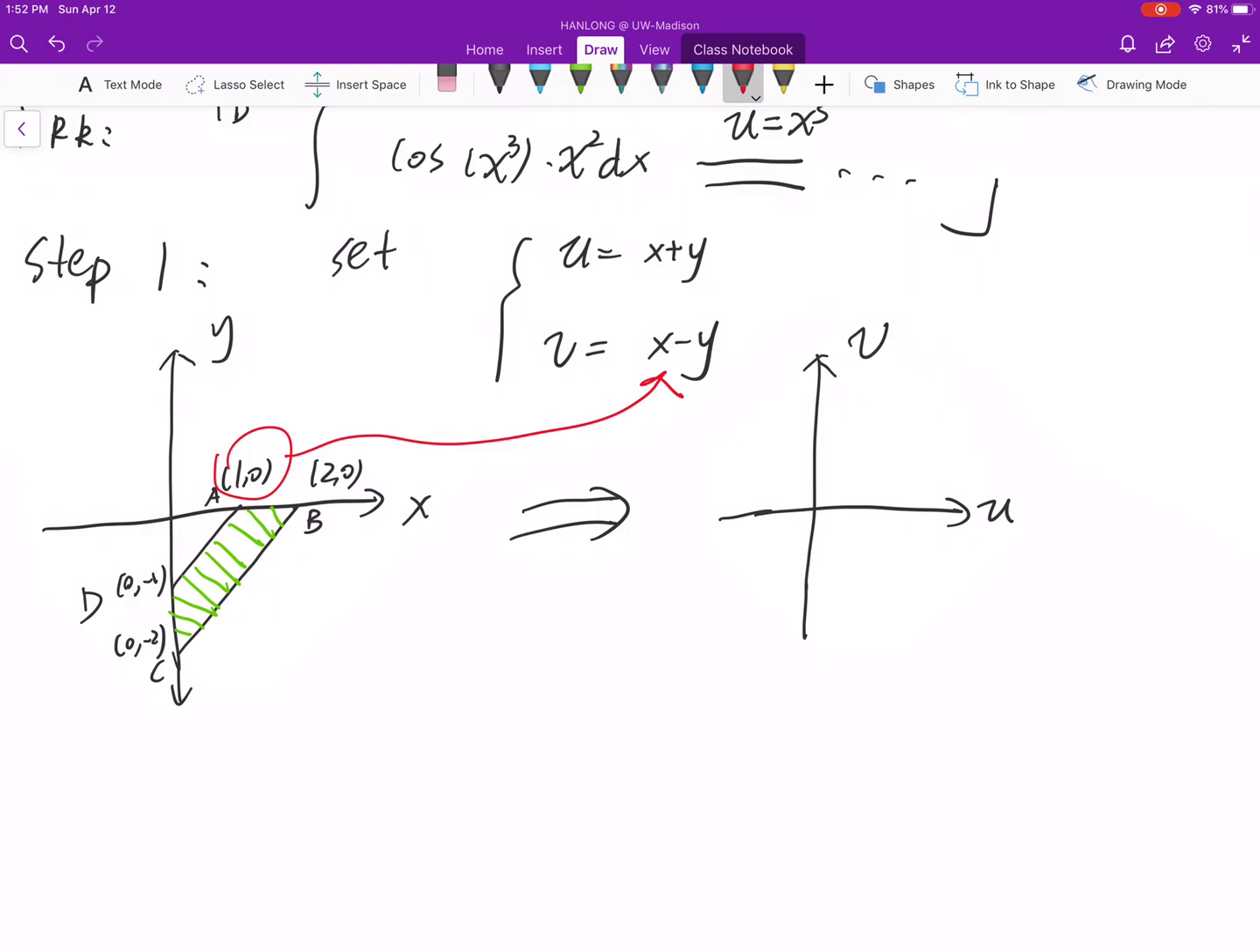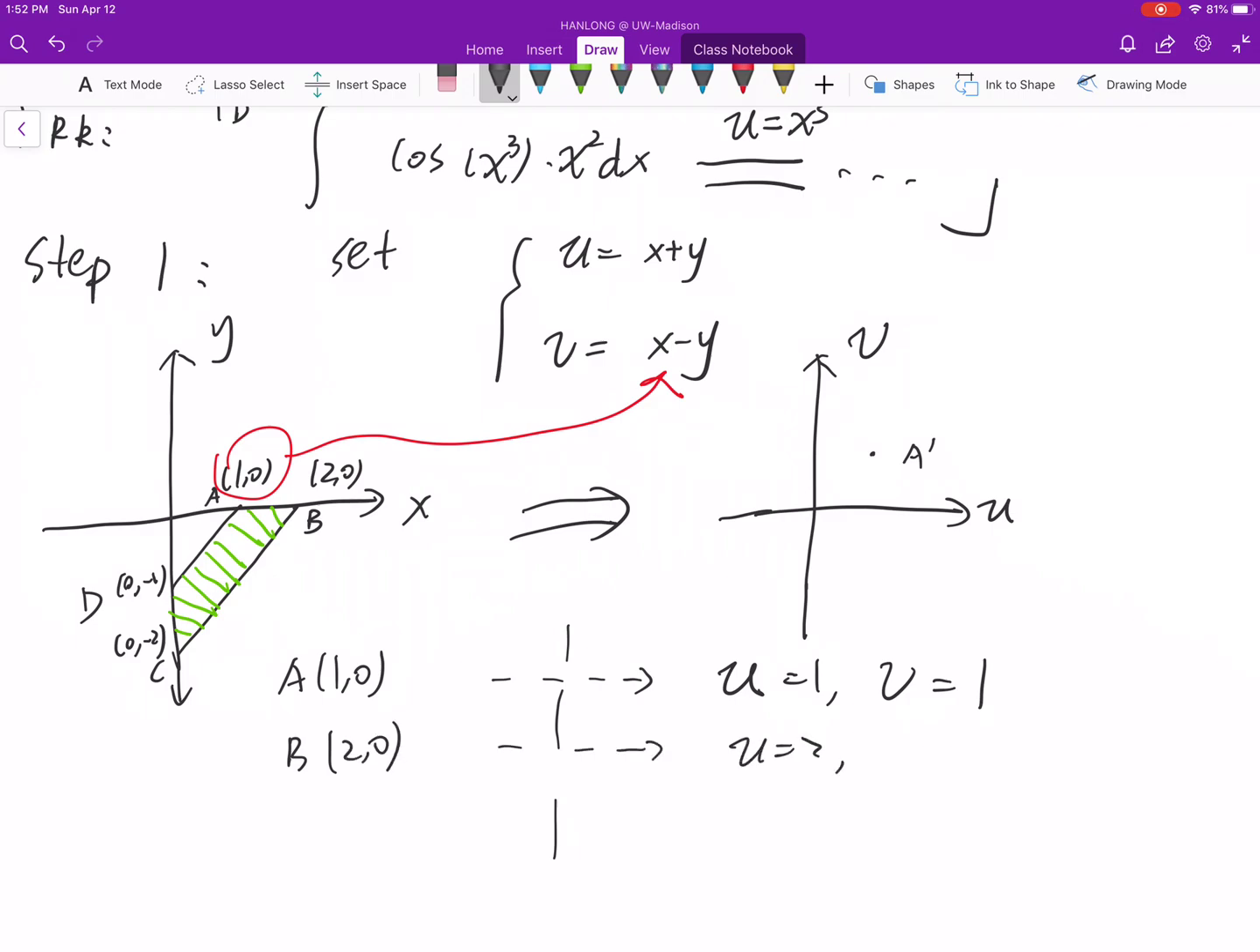Let's see. A is (1, 0) on this side, corresponding to u. u is 1 plus 0, which is 1. v is 1 minus 0, which is 1. So therefore here you have this point as A prime. And on this side, suppose you have B, then here you have u equals 2, v equals 2.